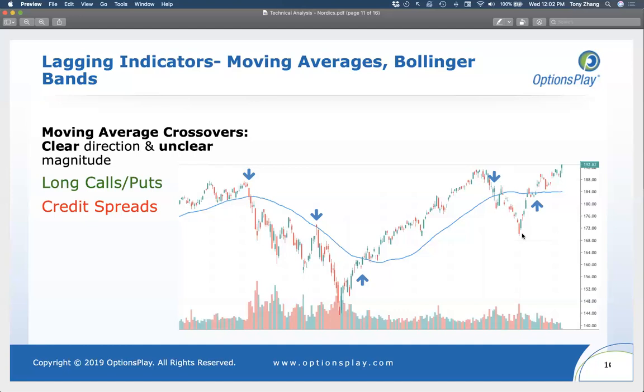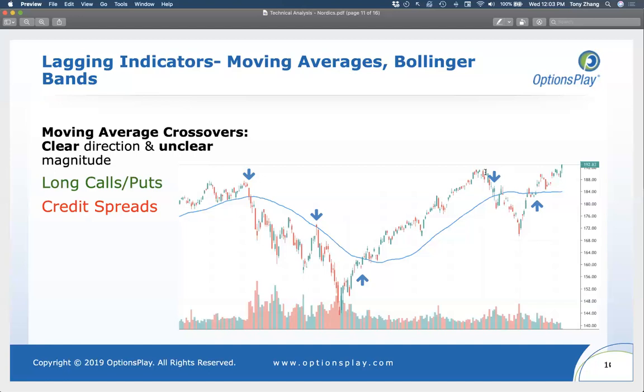So generally speaking, it's not the best strategy for options, because options require a fairly good sense for magnitude and a fairly good sense for timing. When you get a moving average crossover, you have no idea whether this trade is going to last 2 days, 2 weeks, 2 months, 2 years, so it's hard to pick an expiration date from that perspective. So those are some of the challenges when you're using moving averages with your options trading.